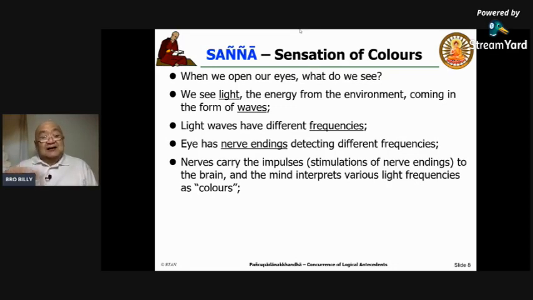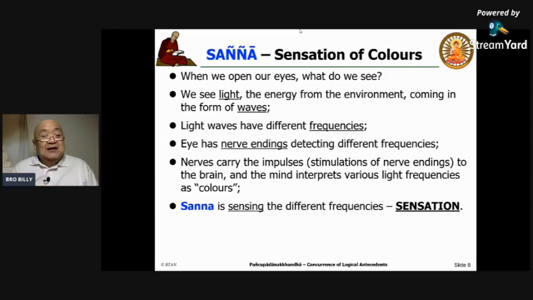So nerves carry the impulse, the brain processes it, then the mind becomes aware and interprets it as different colors, different frequencies. So Saññā is actually referring to the sensing of different frequencies, sensing by the eyeball. So that's why Bhante translated it as sensation. I'm going to show you the scientific explanation later on. Very, very precise, and it's very accurate. What Bhante has translated is very accurate and can be supported fully with science.